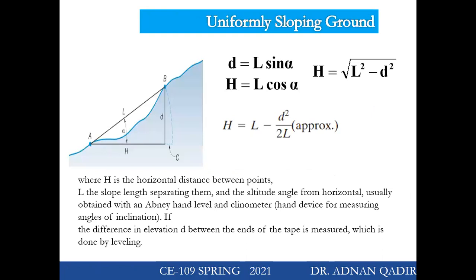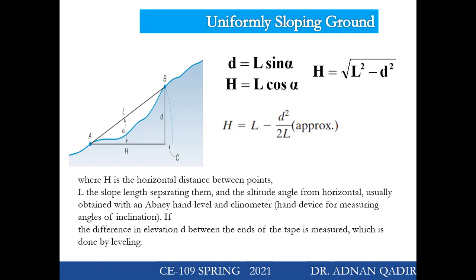Now for a sloping ground like this, what you do, you take this measurement and with the help of the instrument, you always know the angle, and there you can find the distance using these relations, where L is always known to you. D is L sine alpha, so this is the vertical distance, and H is L cos alpha.